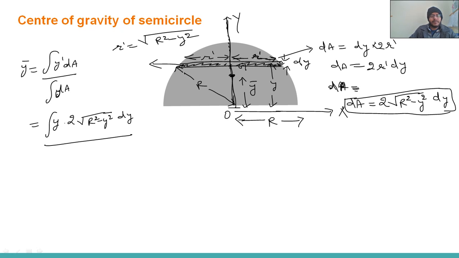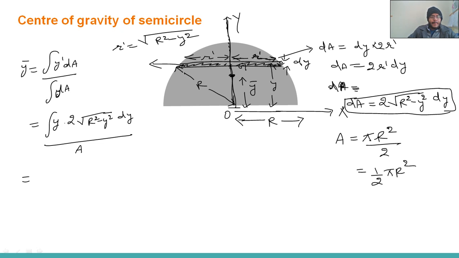Divide by integration of dA, so it will be A. And what is the area? Total area of this, this is the semicircle, meaning half the area of a circle. The area of a circle is pi r square, so the area would be half of pi r square.